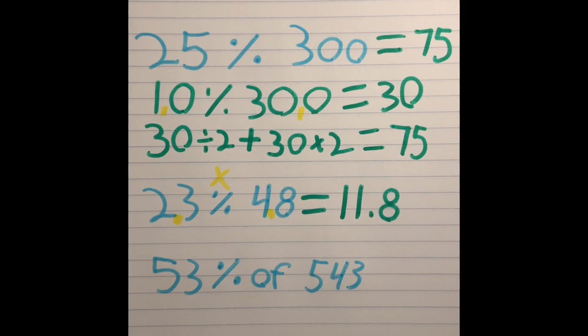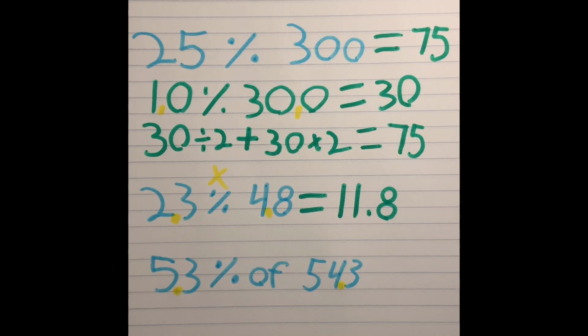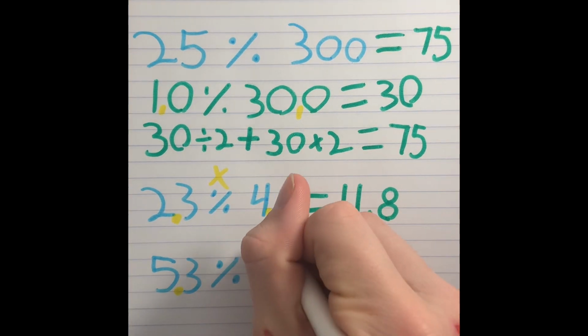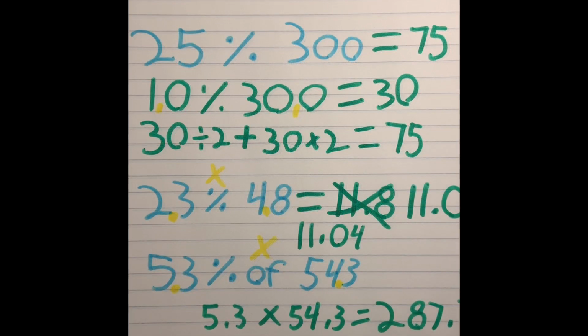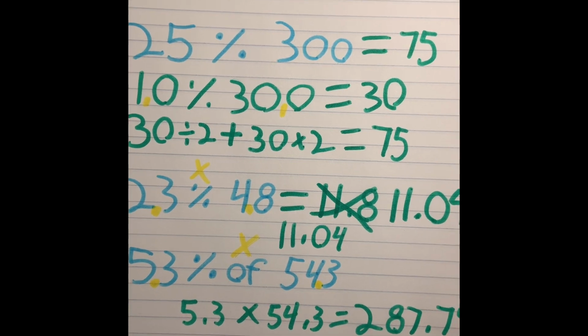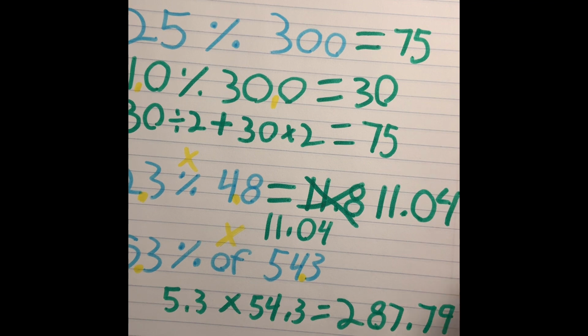All right, let's quickly add in one more. 53% of 543. Ooh, tongue twister. So to do this one, we just stick to what we've been doing all along. Move the decimal place over 1 in each and times them. It's pretty simple. This equals 287.79. I'll try to get it all in the video, sorry.